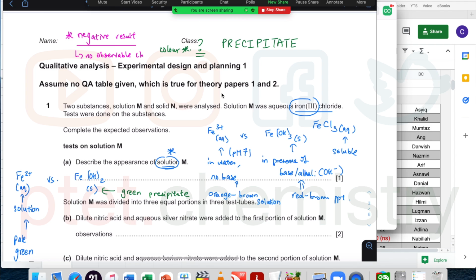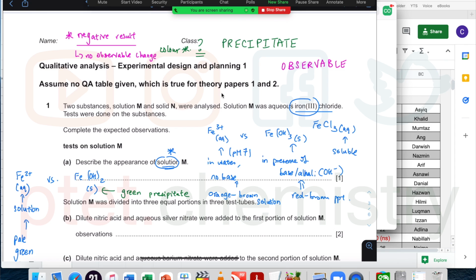Observable means observable. Okay, let me spell that out properly. O-B-S-E-R, observe, and then V-A-B-L-E. Observable means nothing you can see. It does not mean no reaction. It means you can't see it because either it's colorless or the ions just mix together, but you don't see anything that is worth reporting.